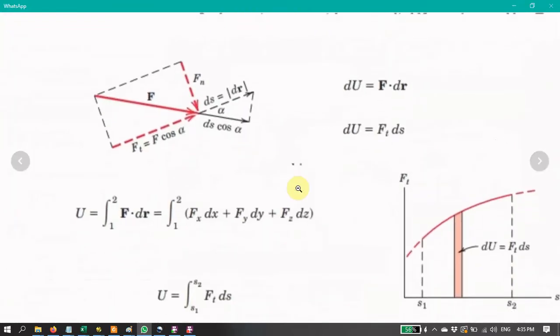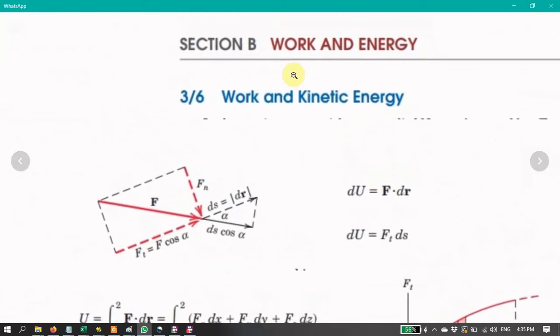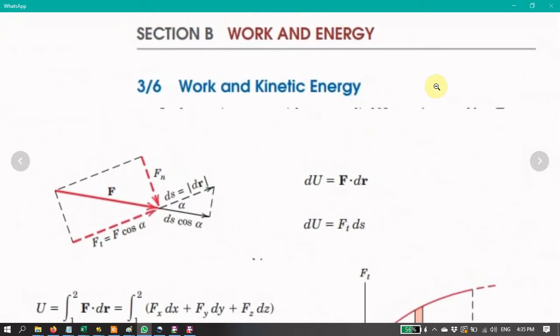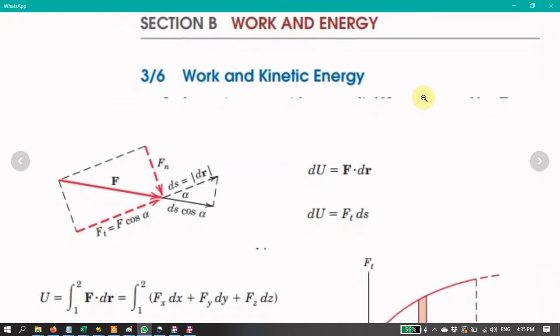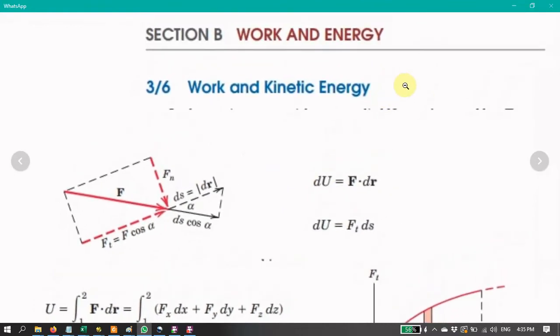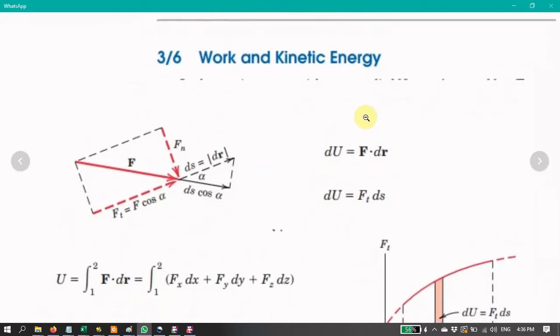Now you can go to section B, work and energy, of the book that I use, in section 3.6. The earlier chapter refers to the motion of particles, so you have to differentiate, right? The particle part provides you the fundamentals that you should know before you go to the rigid body, right?